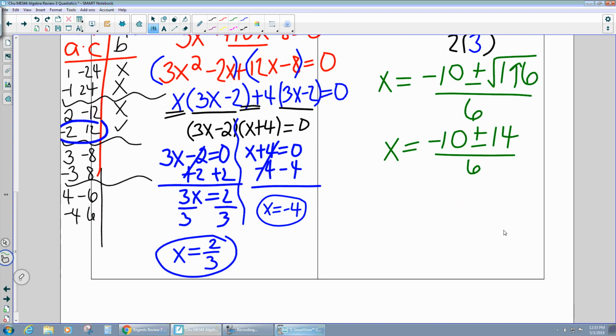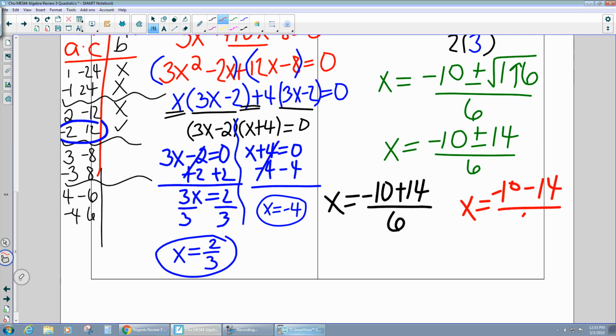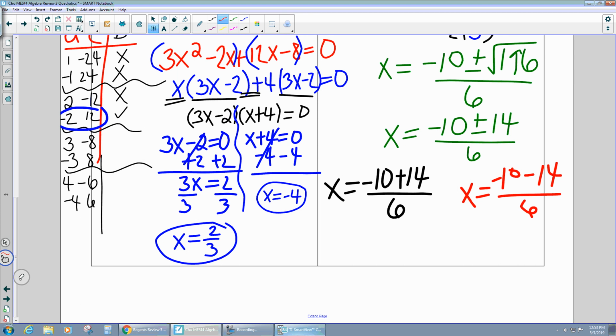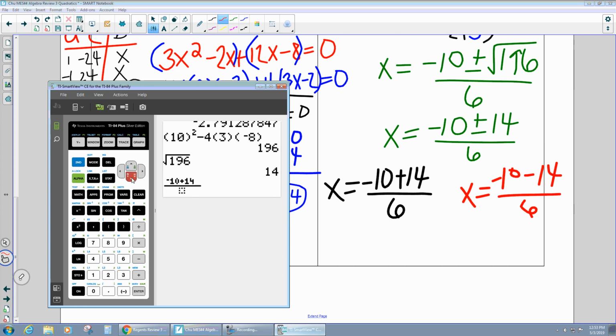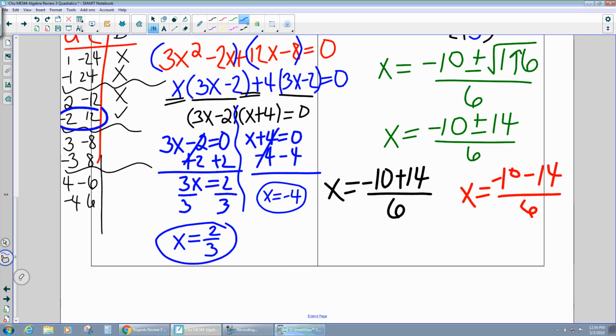Now we create two equations, one with plus, one with minus. So x equals negative 10 plus 14 over 6. And the other one is x equals negative 10 minus 14 over 6. So we're just going to do the entire thing in our calculator. To get the fraction bar, press alpha y equals. I have negative 10 plus 14 divided by 6. And I get x equals 2/3. Hey, that matches our answer from before.